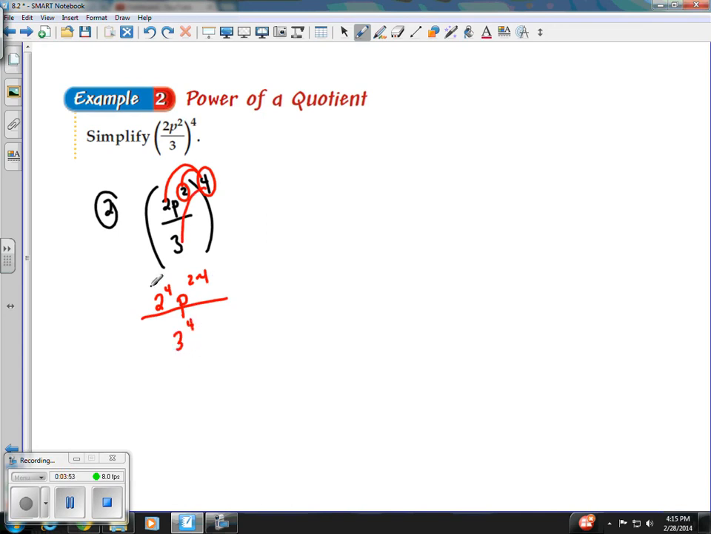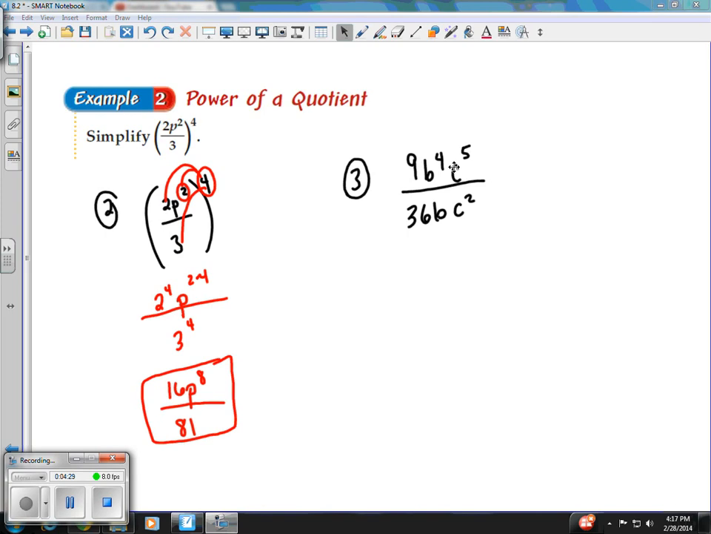Now we're just going to reduce. So 2 to the 4th power gives us 16. We drop down our p. And 2 times 4 is 8. All over 3 to the 4th power is 81. So then we want to always check this last step to see if 16 over 81 can simplify. It can't. So that's our answer. That's as far as we can go. And one more for division.